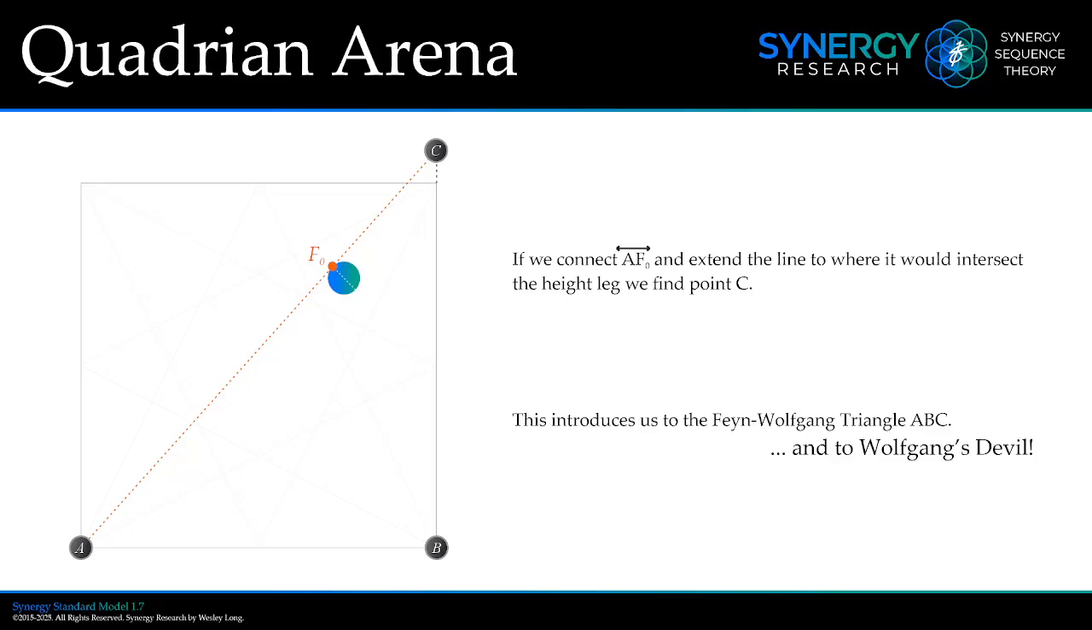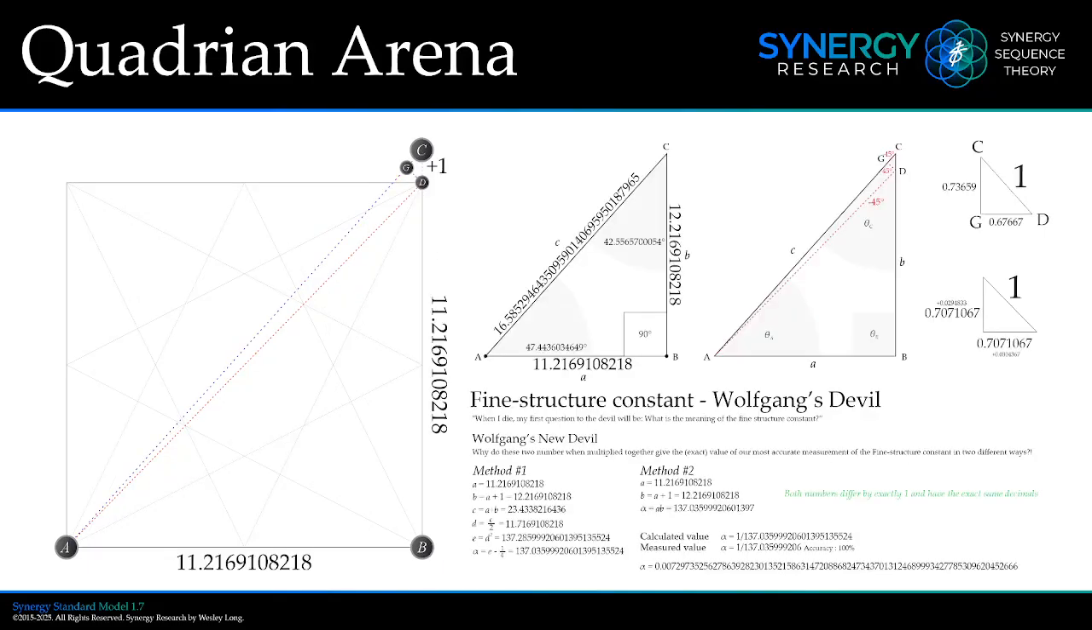We began with a square. We ended with a contradiction that reveals truth. Let's see what the devil looks like. Here it is, Wolfgang's devil. The final revelation of the Quadrian Arena and the symbolic path to the fine structure constant, one of the deepest riddles in all of physics.